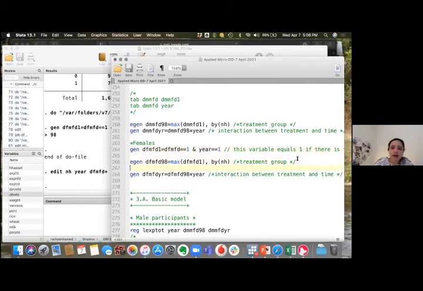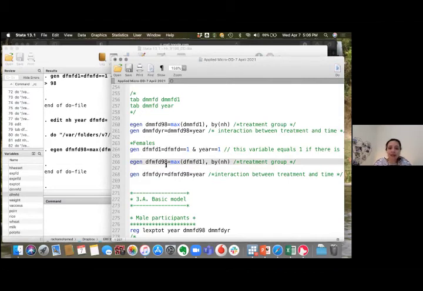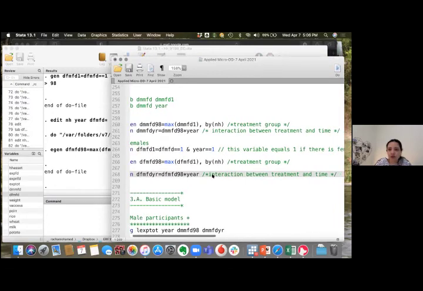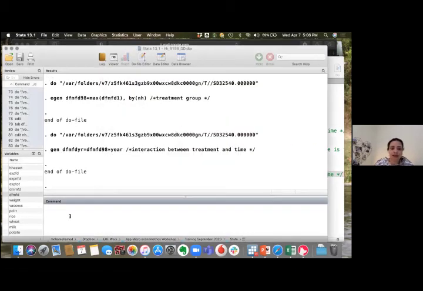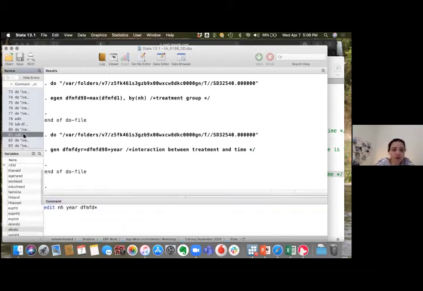So I will now create a variable. I will call it dfmfd98, equal to the maximum value of this by household. So I am creating a new variable, dfmfd98, equal to 1 if the household is treated in year 1 or not. And I will create the interaction term. I will call it dfmdyr, equal to this dummy variable, equal to 1 if the household is treated in 98, multiplied by year. This is my interaction term. There are different ways to create the interaction variables; I'm just showing you one of these ways.